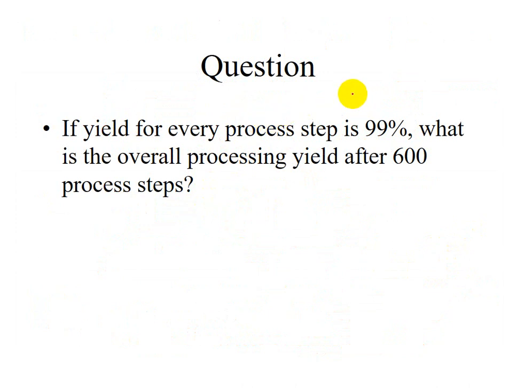So here comes a question. If the yield for every process step is 99%, which is pretty high from a quality control point of view, what is the overall process yield after 600 process steps? For each process step it is 99%. Looks very good. But for an IC fabrication process, it takes 600 steps.